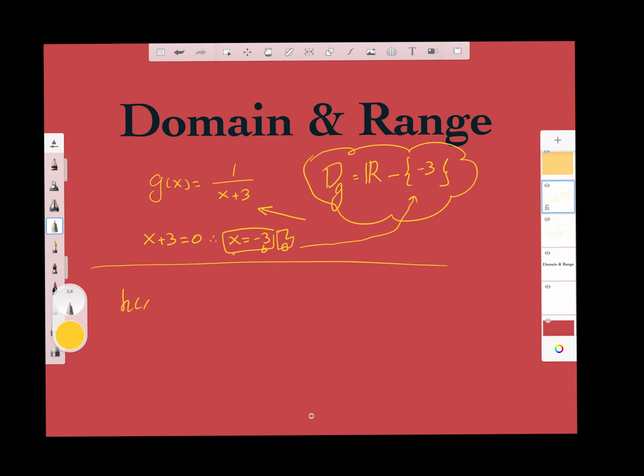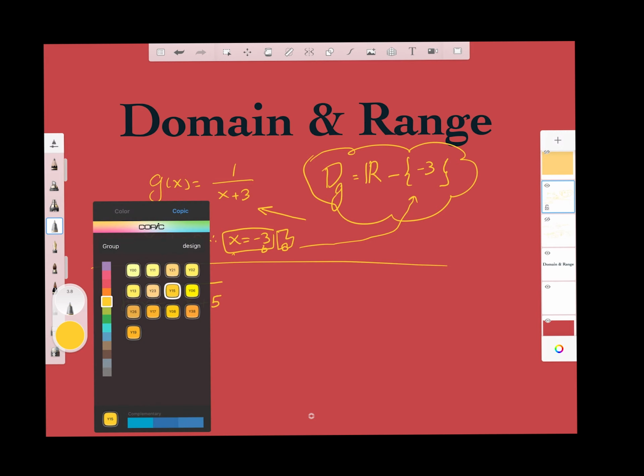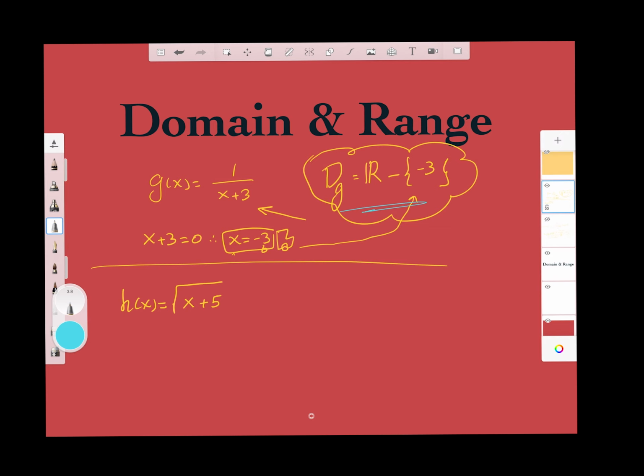h of x equal to radical x plus 5. Now you're going to find the domain of this. So we are dealing with a radical. So this type of notation only works for the rational.